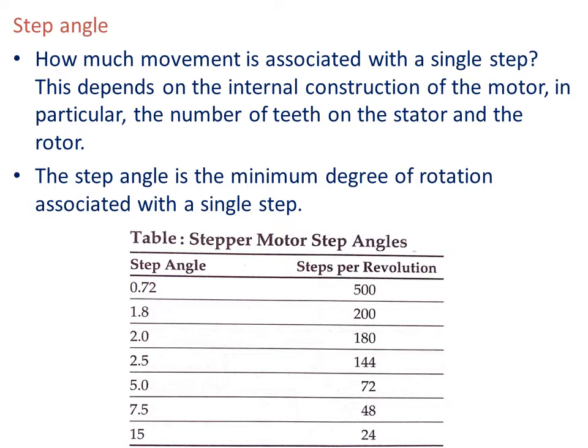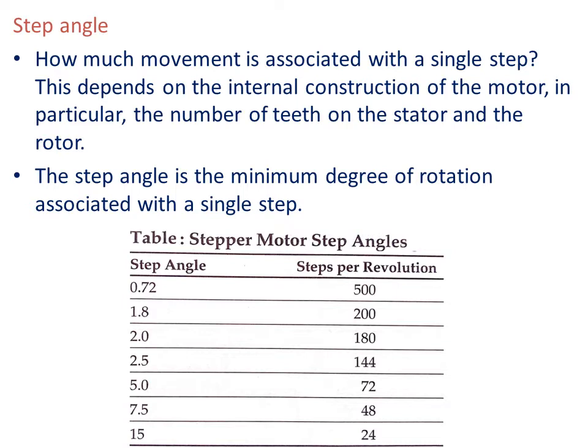The next topic is step angle. One important thing we need to know here is how much movement is associated with a single step. This depends on the internal construction of the motor, in particular the number of teeth on the stator and the rotor. The step angle is the minimum degree of rotation associated with a single step. Various motors have different step angles.